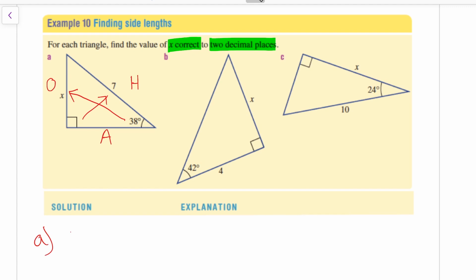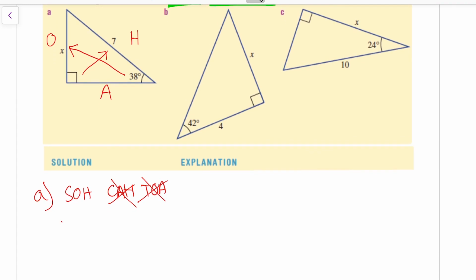So like we did yesterday, so, soh cah toa. Notice the A side has 0 information. There's no letter, there's no number. So anything with an A is going to be completely useless to you. You can't use it. So any rule that has an A in it, you cross out. So that leaves me with sine theta is equal to opposite over hypotenuse, and that's what you were practicing yesterday.